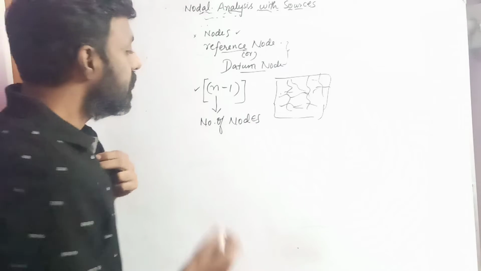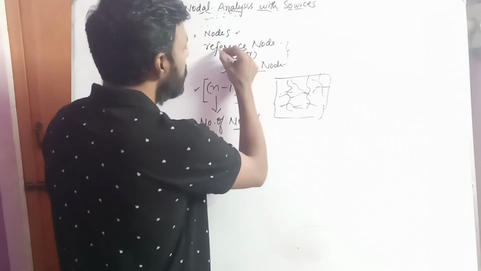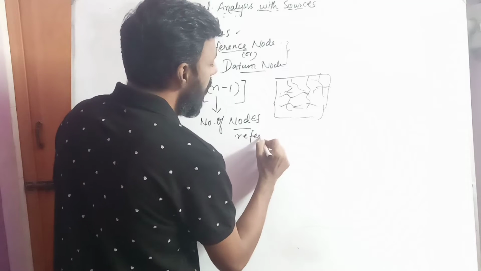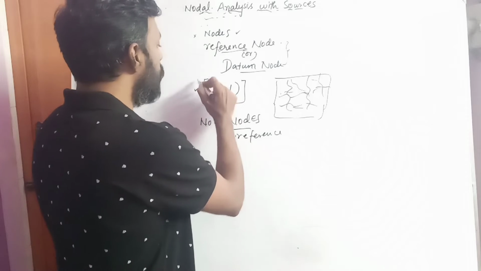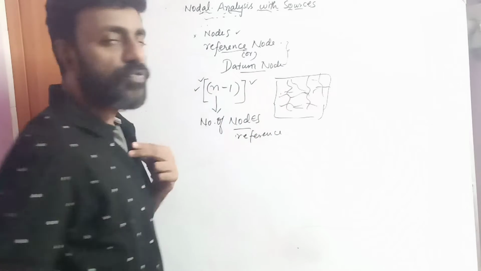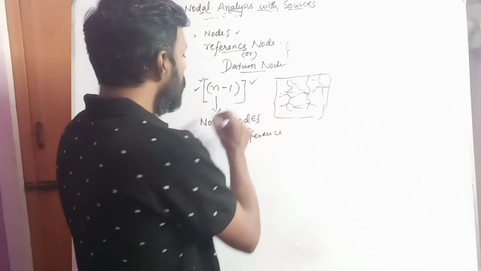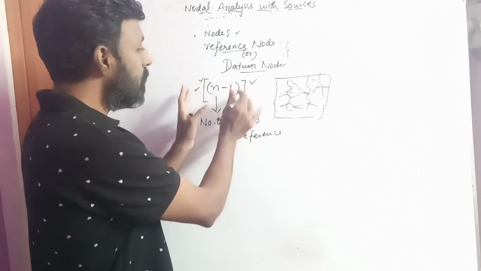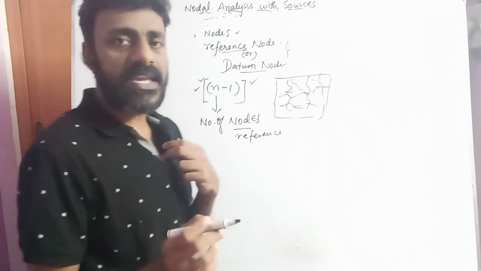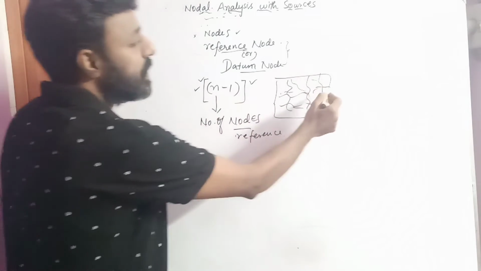Number of nodes here means nodes plus this reference node, which is also added to it. So this is the formula. This formula is used to find the number of equations, where n stands for the number of nodes. So n minus 1 says how many equations can be framed in this circuit.